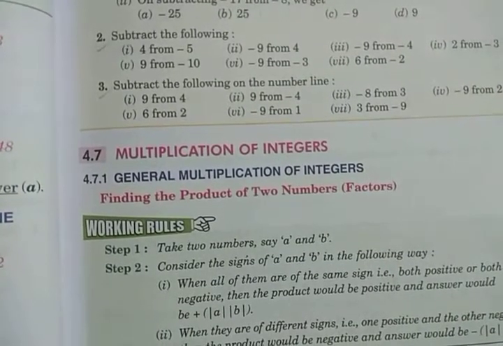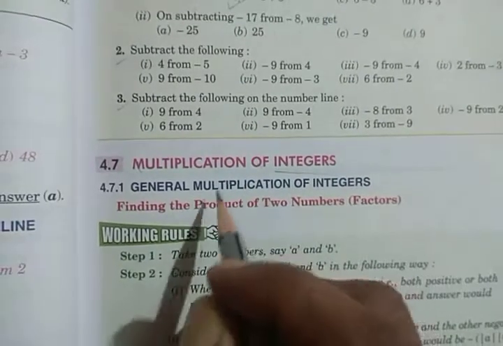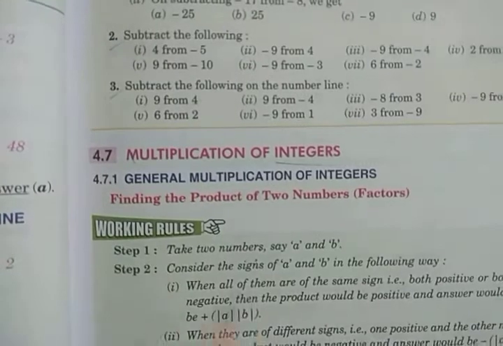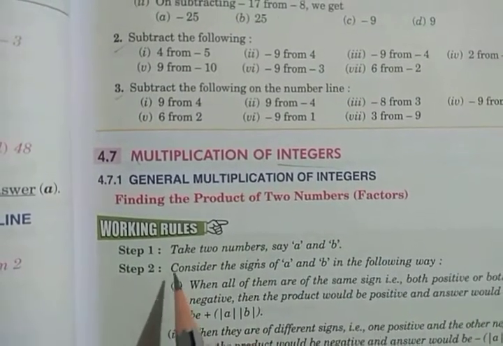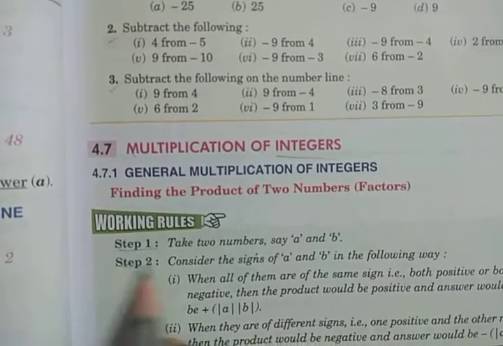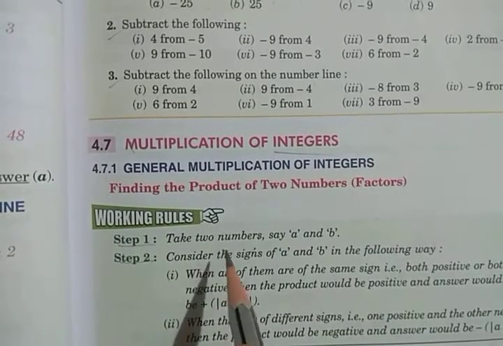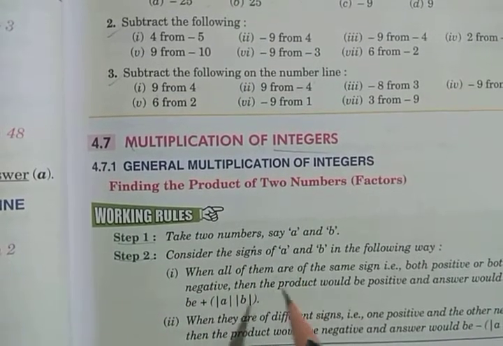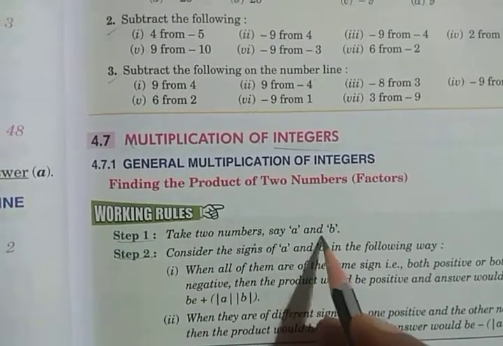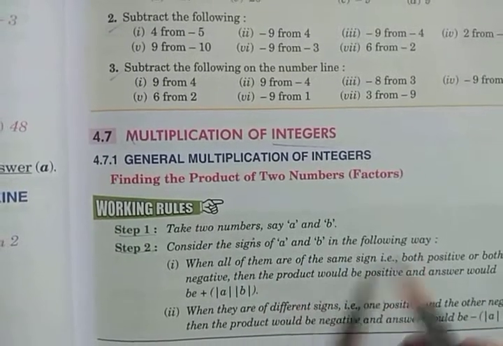Today we will try to know about multiplication of integers. So you have been given here some working rules. First of all, you have to read the following rules to find the multiplication of integers. Take two numbers, say a and b. Consider the sign of a and b in the following way.